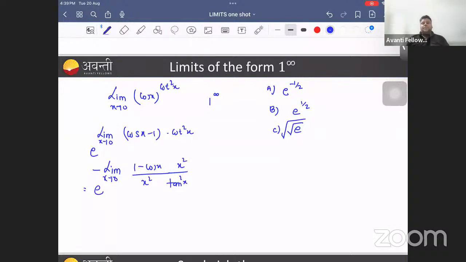x square. Now if you realize this 1 minus cos x by x square, we already know it is 1 by 2. And this x square upon tan square x means x upon tan x as x approaches to 0 is also 1. So answer is what? E to the power minus 1 by 2. This is the correct answer. Got it?